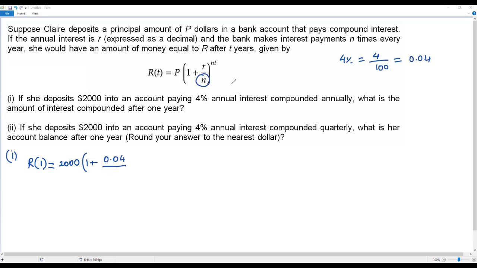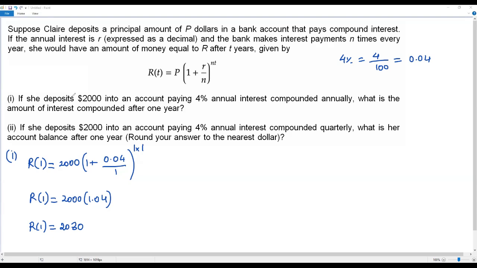N means how many times the bank makes interest payments in a year. So here it's compounded annually. The bank makes interest payments once in a year. Then the value of N is just 1. And the value of T is also 1 because we are finding the interest earned after 1 year. So then we get A of 1 equals 2000 times, okay, when I divide 0.04 by 1, it's 0.04. When it is added to 1, it will be 1.04 to the power of 1 times 1, which is just 1. Whenever the exponent is 1, we can ignore it. We don't have to mention it. So now A of 1 is equal to, when I multiply 2000 by 1.04, I am getting 2080. So after 1 year, the account balance is $2,080.